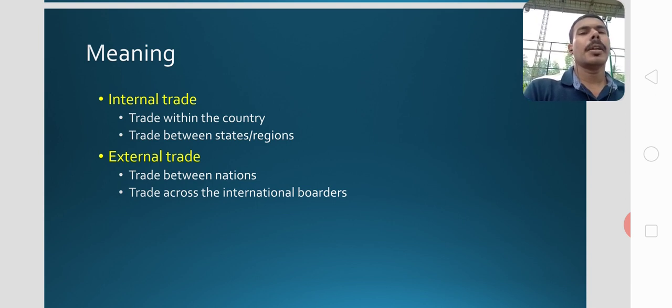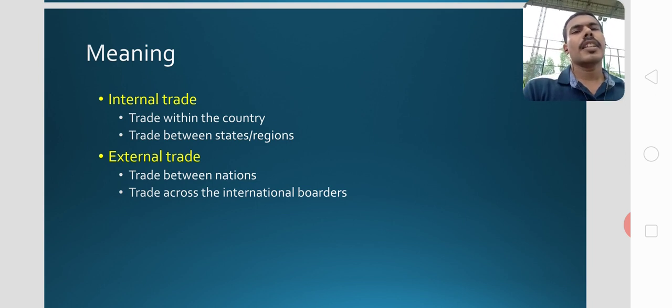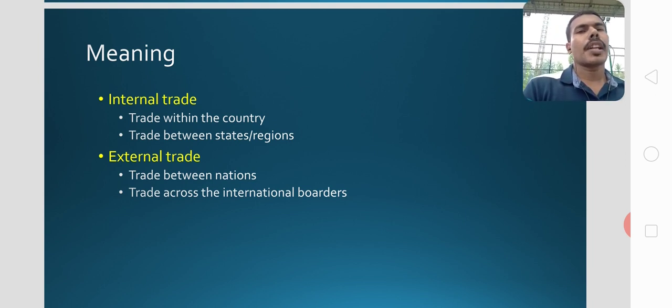We buy vegetables from Tamil Nadu. That is the domestic trade of Kerala with Tamil Nadu. And we buy cattle from Karnataka, Maharashtra. That is also domestic trade. So domestic trade is happening within the nation. It is happening between the states or provinces or regions. That is internal trade. And come to the external trade.